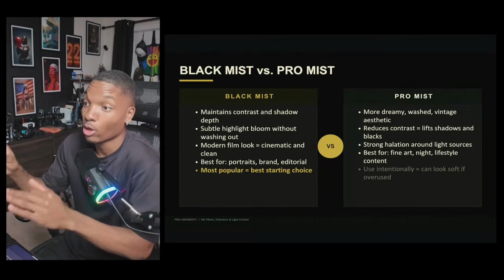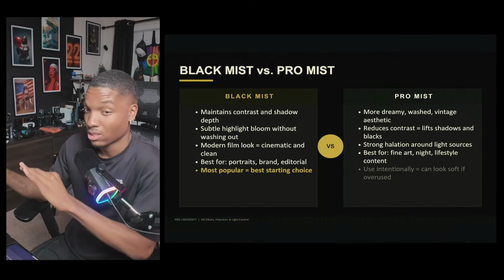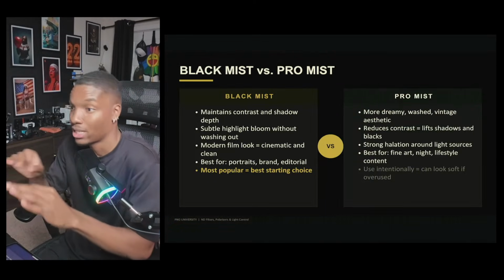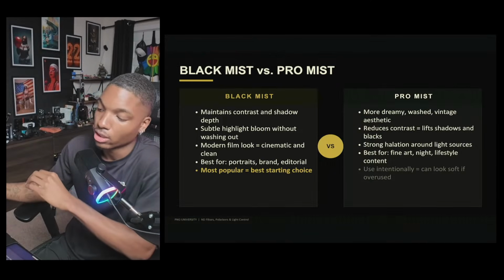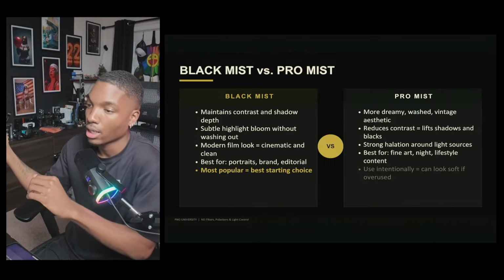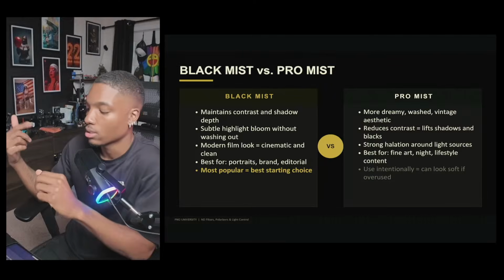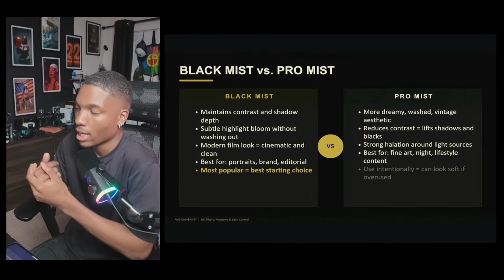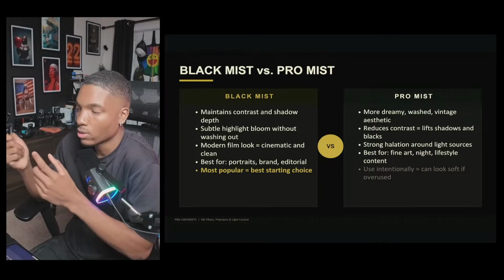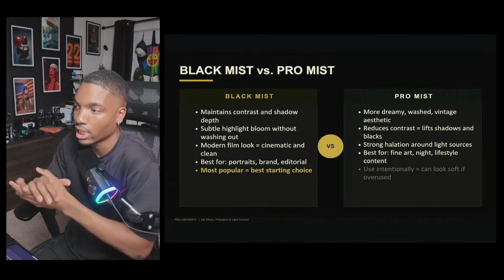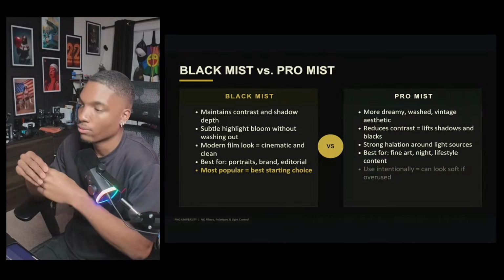I don't use a Pro Mist. Pro Mist is a little bit more expensive, but I like the Black Mist because the Black Mist is chill. I got a Pro Mist for my DJI and my Canon, but I only have the Black Mist for my Sonys. But Pro Mist is definitely a lot more dreamy because it has those little golden flakes, so it gives more of an angelic vibe, a little bit more washed, more vintage aesthetic.